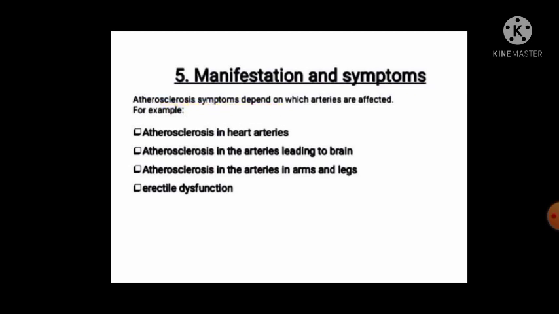Atherosclerosis symptoms depend upon which arteries are affected. For example, atherosclerosis in the heart artery directly affects the oxygen supply to the heart, which may cause the heart to stop functioning. Atherosclerosis in the arteries leading to the brain may cause brain damage or lead to a stroke, which is very dangerous. The brain is a very delicate organ in the human body.